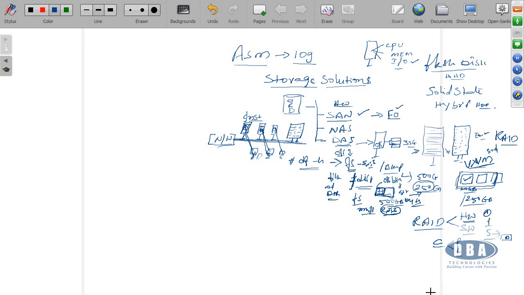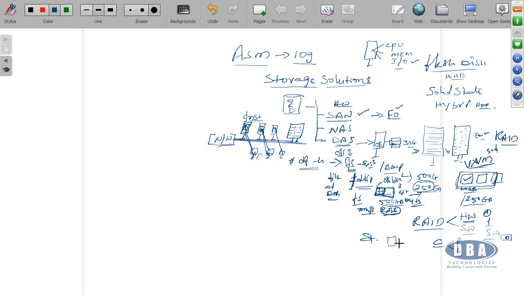Now keeping that in mind, we should have some kind of technology that we can implement in order to protect our data by using striping mechanism and mirroring mechanism. Your availability is happening how, and the better performance is happening how. One is called striping. What is striping?